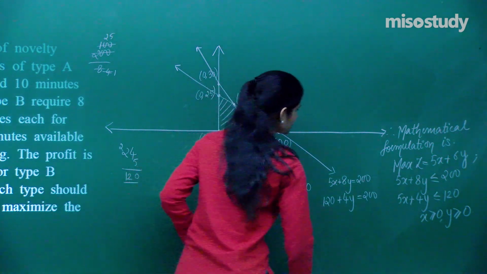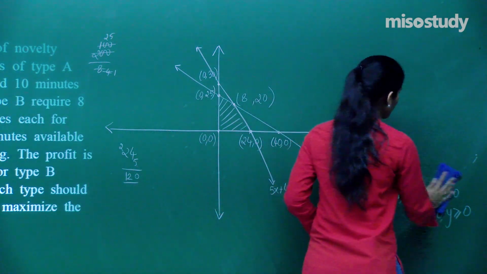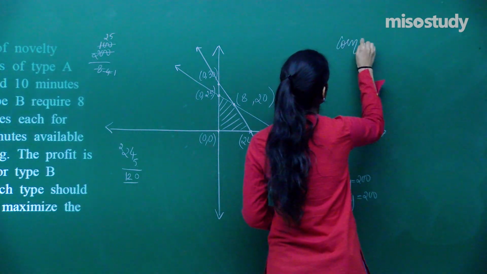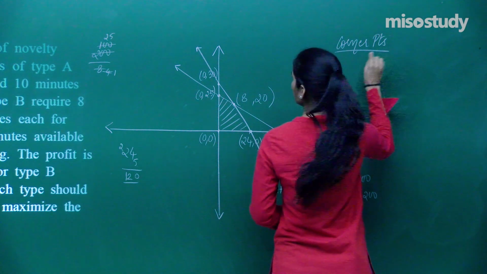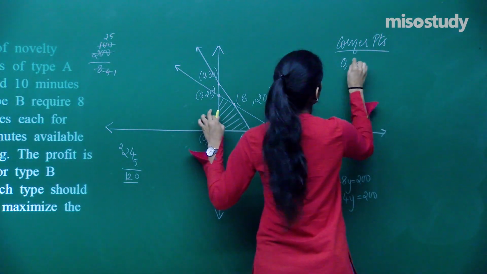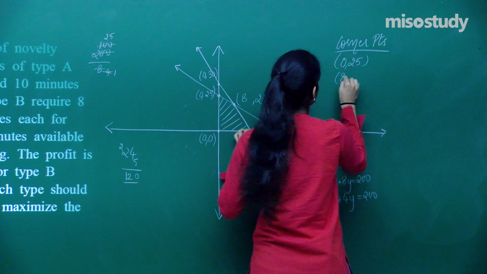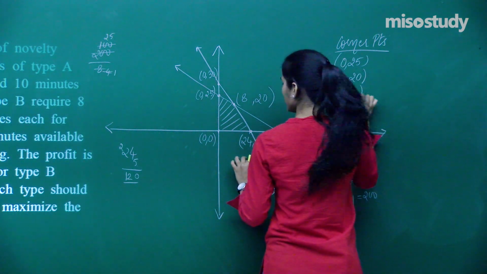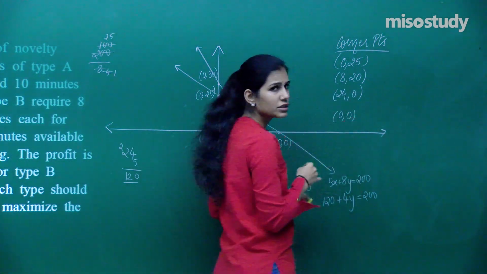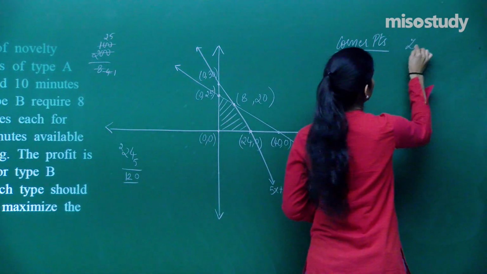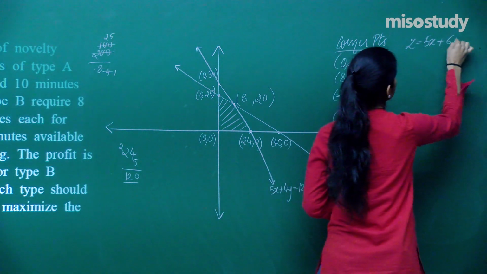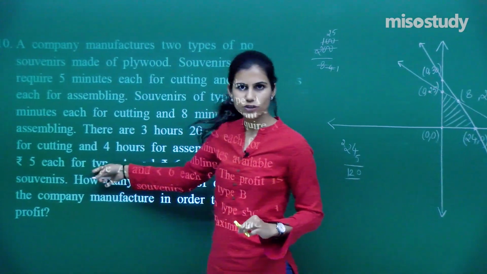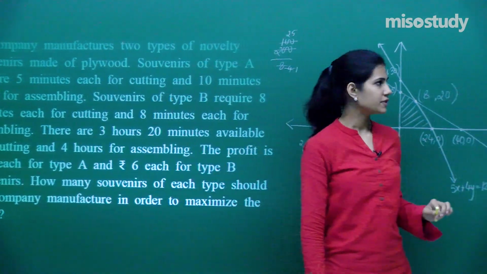These are my corner points. The moment I am through with the corner points, now I am not far away with finding out the maximum profit. Corner points are 0, 25, 8, 20, then 24, 0, and obviously 0, 0 is not going to give me anything, but okay, that's a corner point. And z was coming out to be 5x plus 6y as my profit function. 5 rupees for each souvenir of type A and 6 for each souvenir of type B.